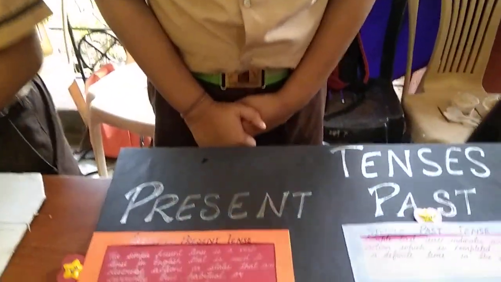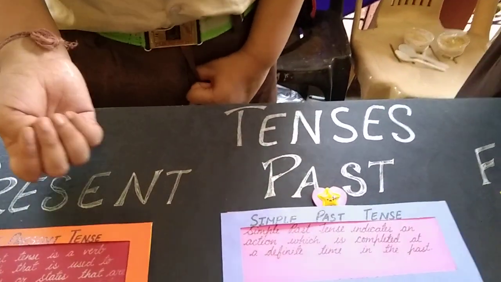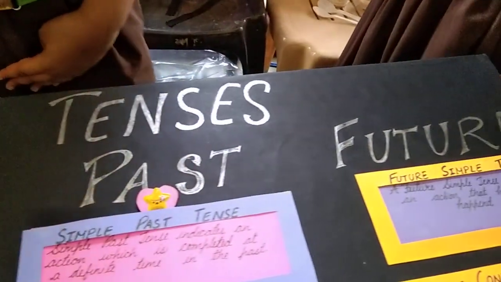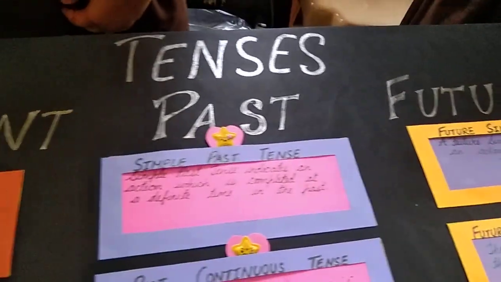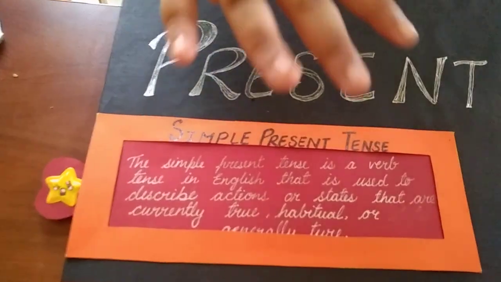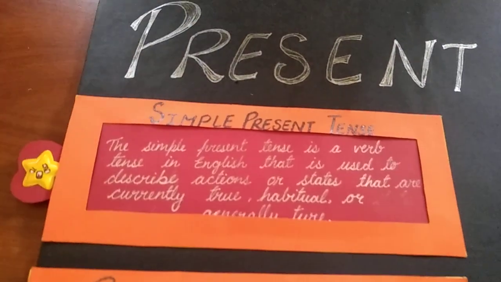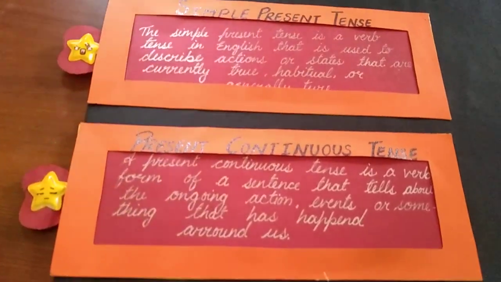Good morning. I am Himlesh Das from class 5A. And today I am going to explain to you what tenses are. Tenses are of three types: present, past, and future. They also have three types of sentence: positive, negative, and interrogative. Now, I will explain present tense. Present tense is of four types: simple present tense, present continuous tense, present perfect, and present perfect continuous tense.